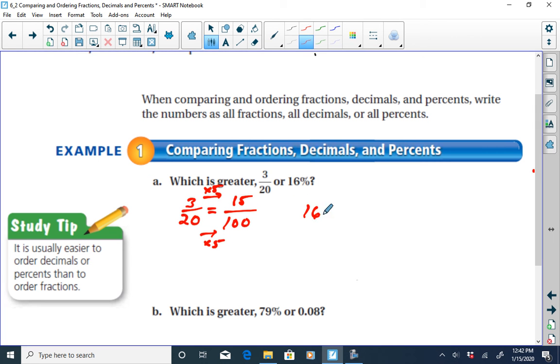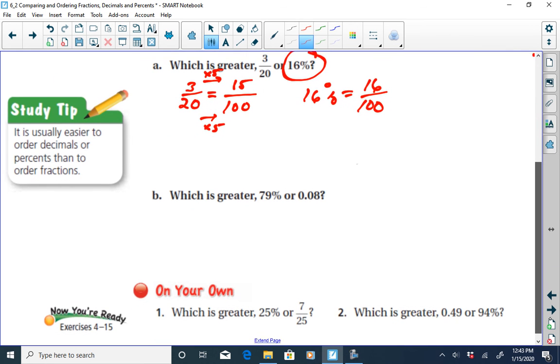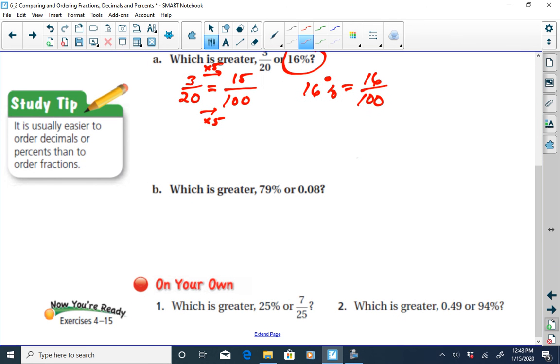And we know that 16% is the same as 16 out of 100. So I can compare 15 out of 100 with 16 out of 100 when the numbers are written in the same form. So I see that 16% is greater than 15%, so 16% is greater than 3/20ths. All right? Here's another example, which is greater, 79% or 8/100ths.